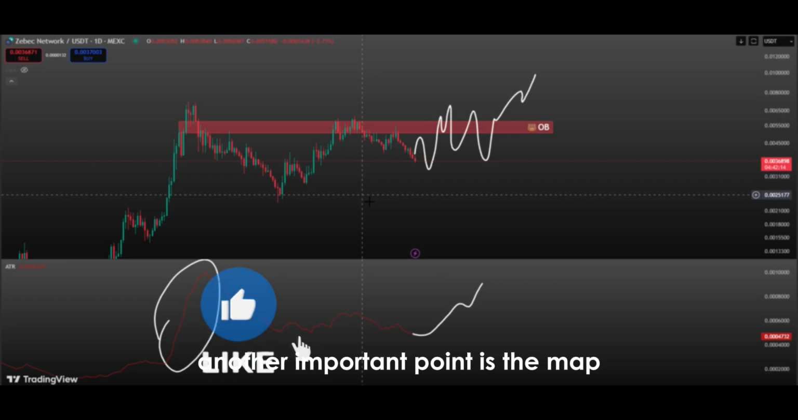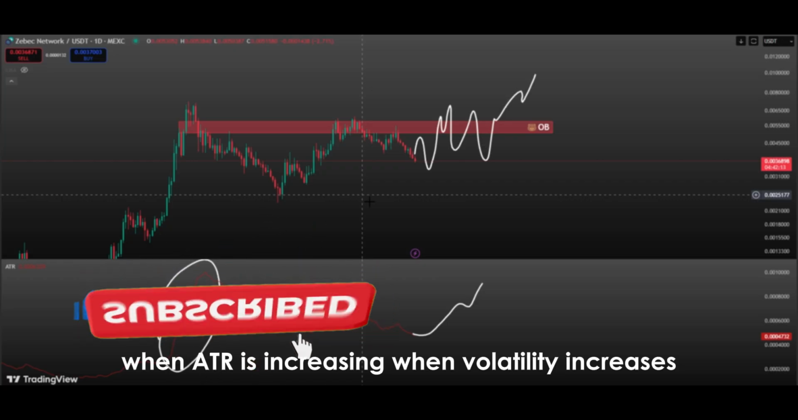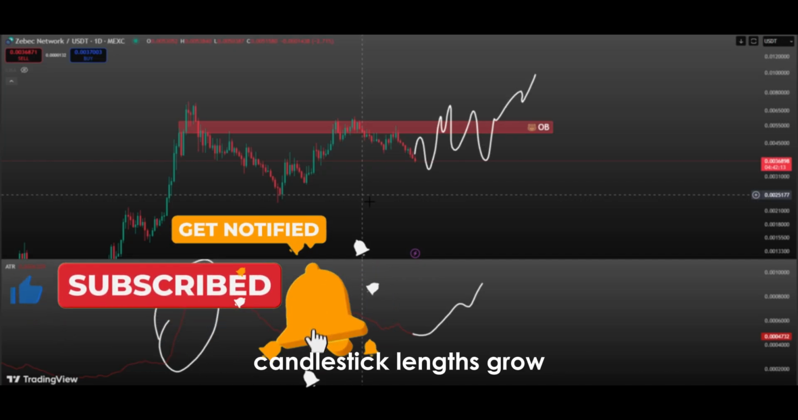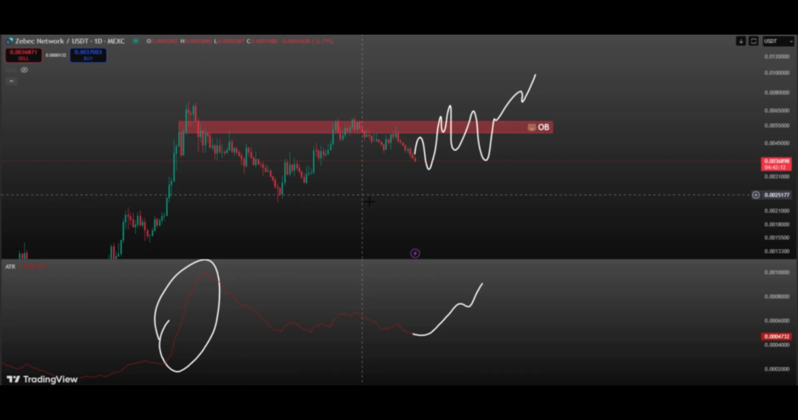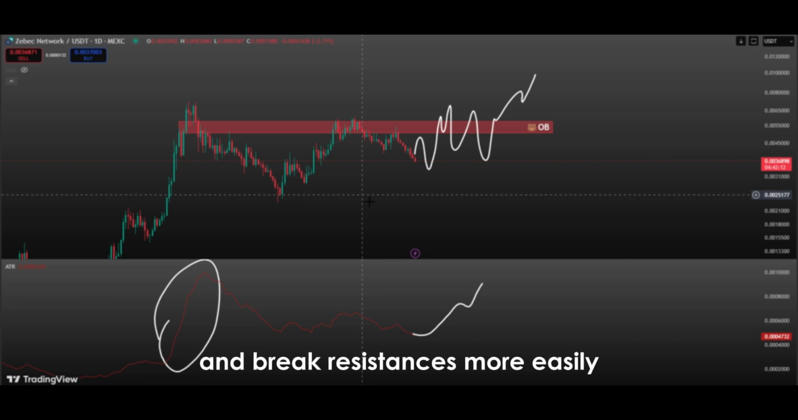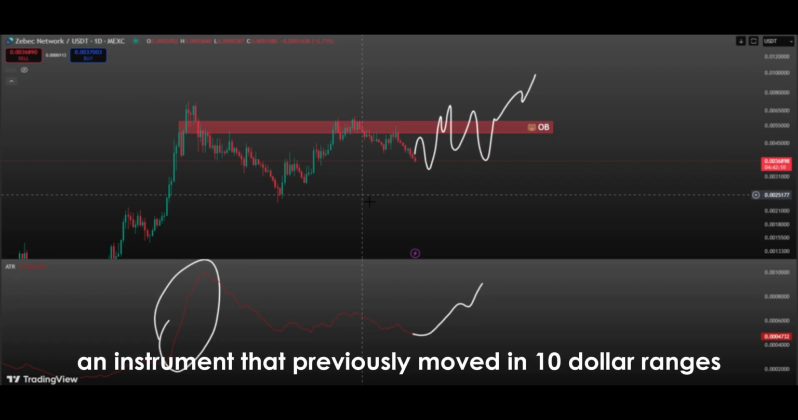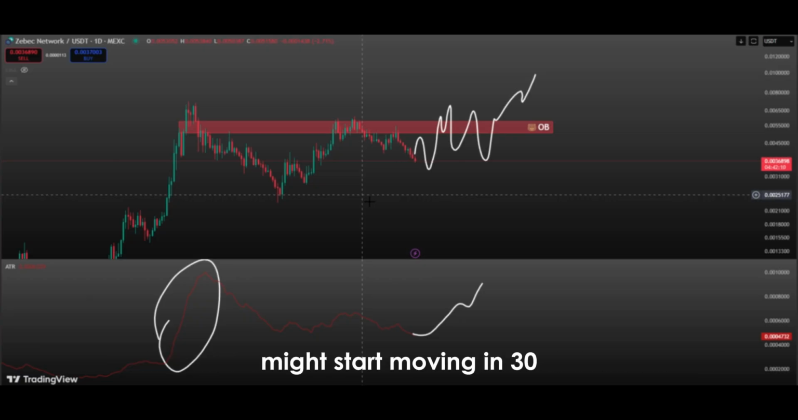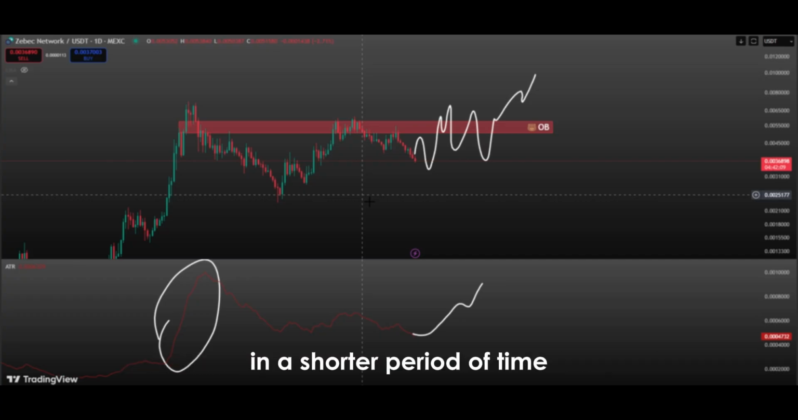Another important point is the mathematical logic behind why prices can rise faster when ATR is increasing. When volatility increases, candlestick lengths grow, meaning that prices cover much wider ranges in daily or hourly periods. These longer candlesticks allow prices to bounce more strongly from supports and break resistances more easily. For this reason, rising volatility multiplies the upward potential of the price. For example, an instrument that previously moved in $10 ranges might start moving in $30, $40 ranges after ATR rises. Naturally, this offers investors the chance for higher profits in a shorter period of time.